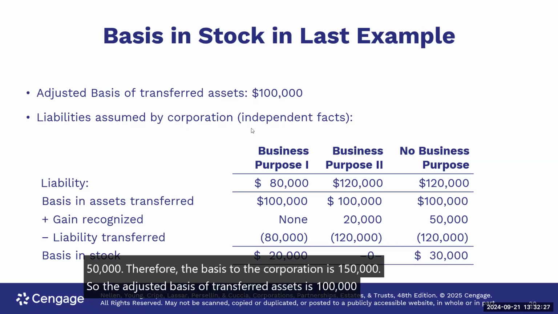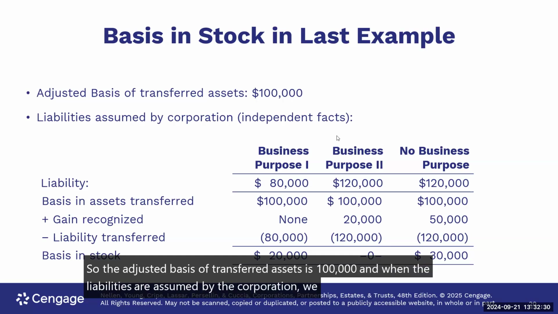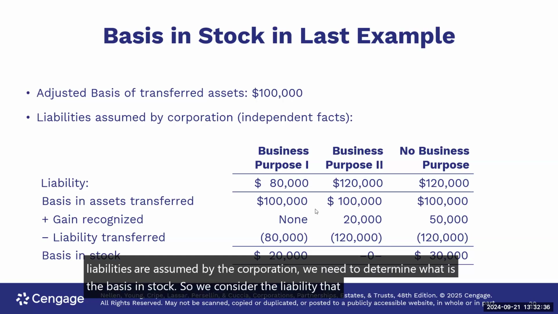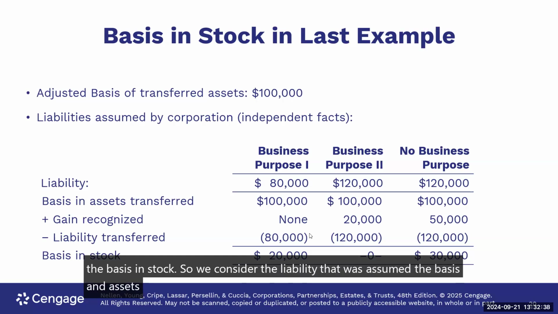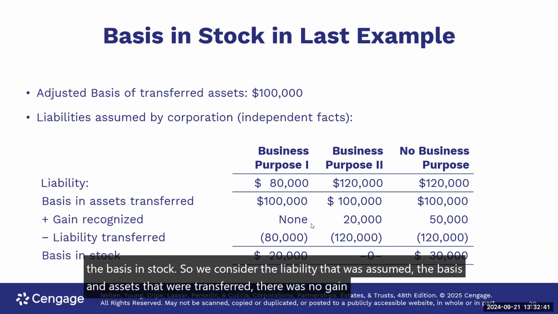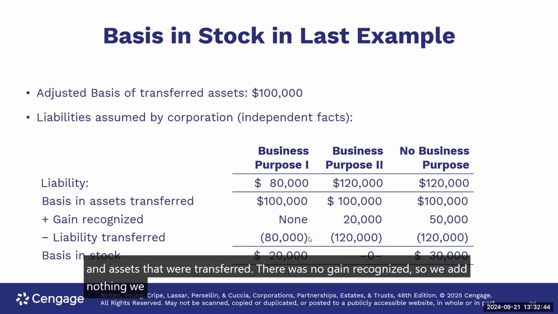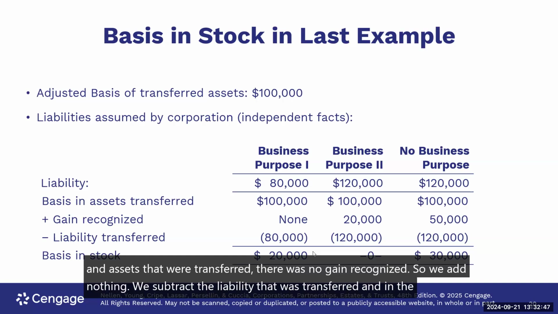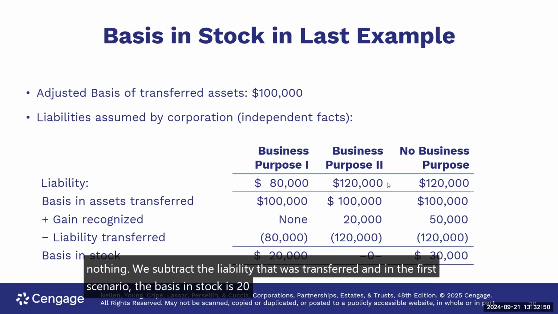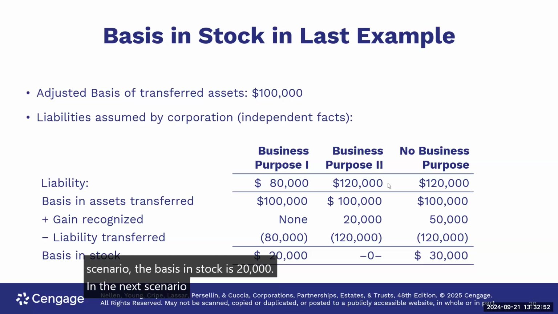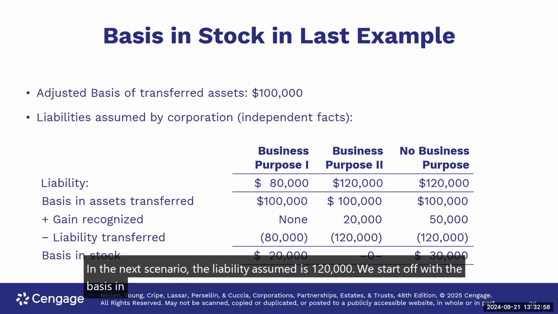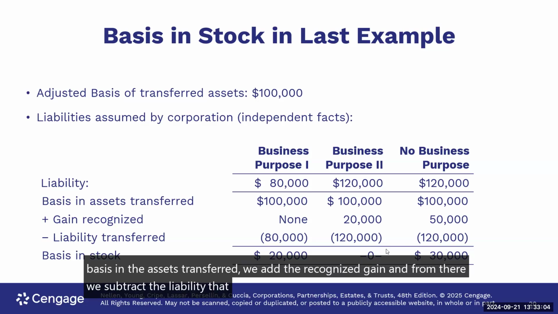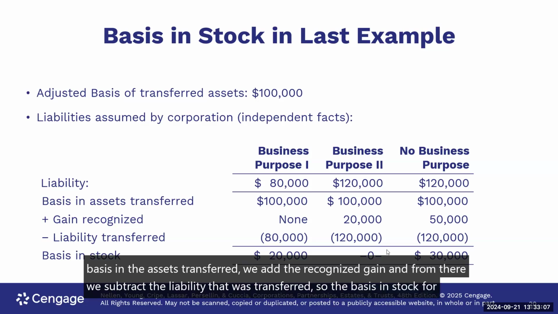So the adjusted basis of transferred assets is $100,000. And when the liabilities are assumed by the corporation, we need to determine the basis in stock. So we consider the liability that was assumed and the basis in assets that were transferred. There was no gain recognized, so we add nothing. We subtract the liability that was transferred. And in the first scenario, the basis in stock is $20,000. In the next scenario, the liability assumed is $120,000. We start off with the basis in the assets transferred, add the recognized gain, and from there we subtract the liability that was transferred. So the basis in stock for the second scenario is $0.